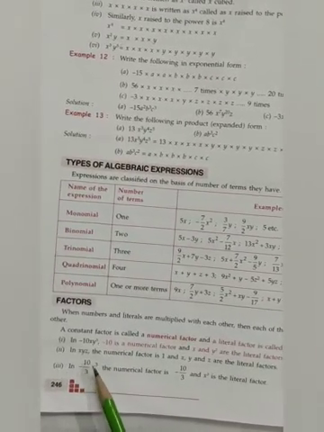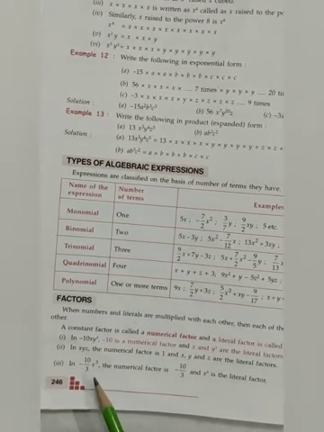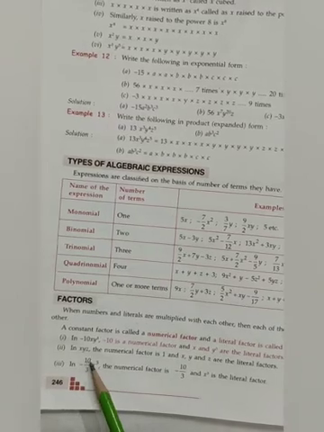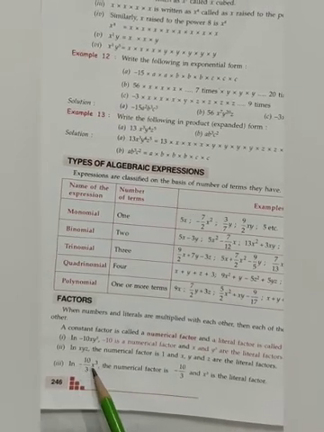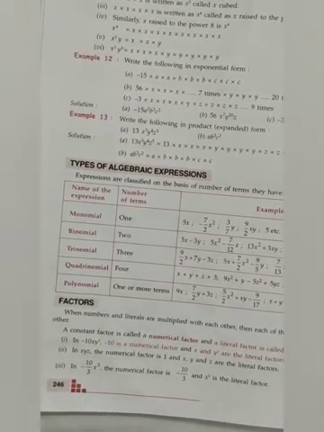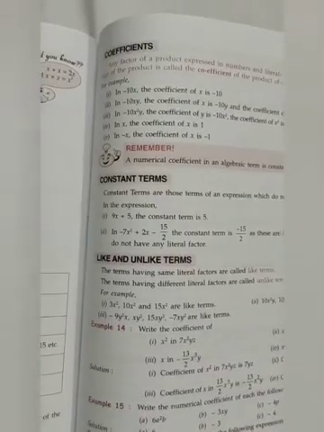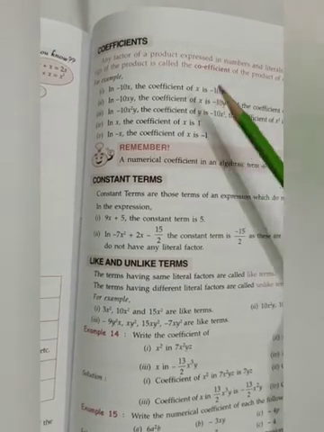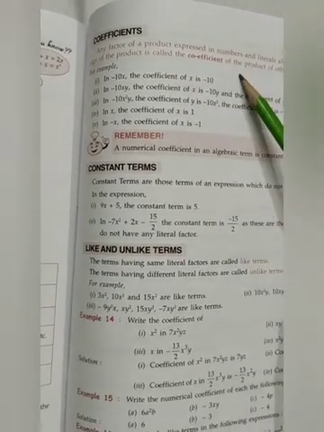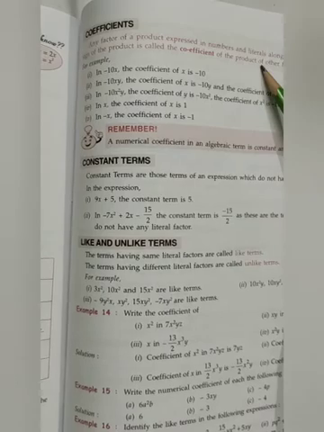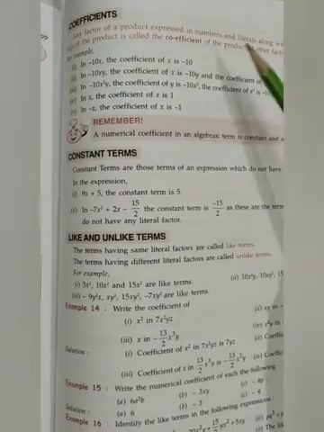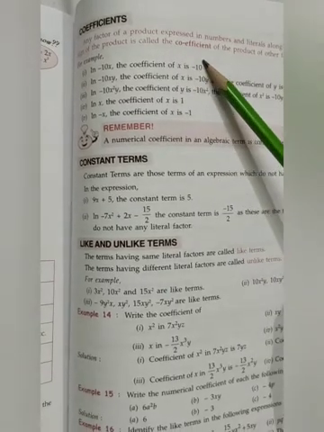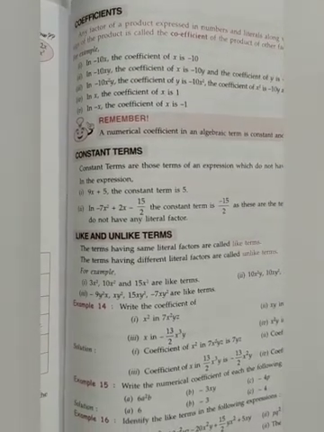In minus 10 by 3x cube, the numerical factor is minus 10 by 3 and x cube is the literal factor. Then coefficients. Any factor of a product expressed in numbers and literals along with the sign of the product is called the coefficient of the product of other factors.